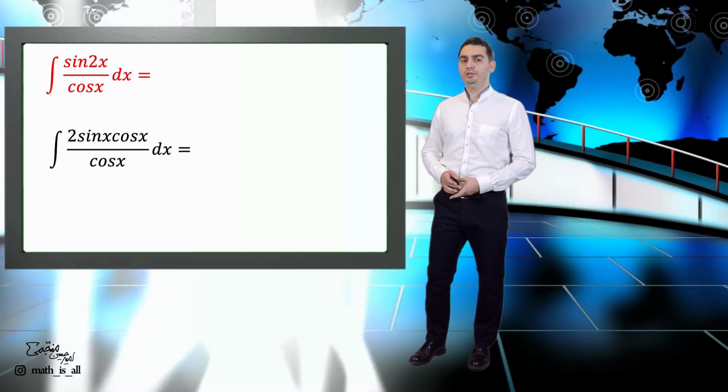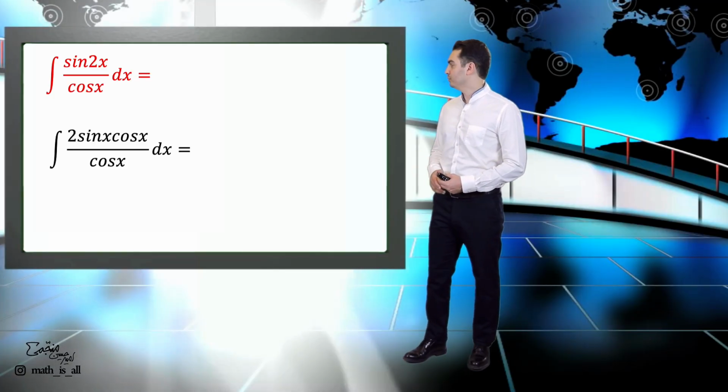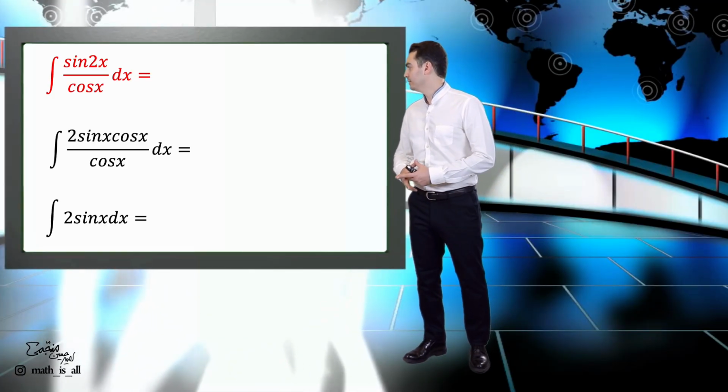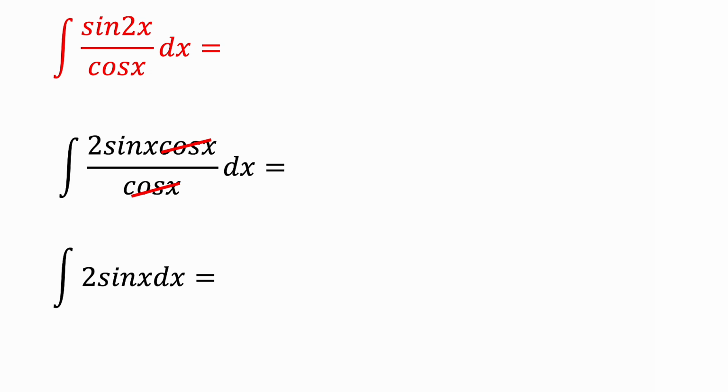Well, I hope you were able to solve it on your own. We have 2 sin x cosine x in the numerator. The cosines cancel each other out. What remains is the integral of 2 sin x, which very easily gives us negative 2 cosine x. Let's move on to the next example.